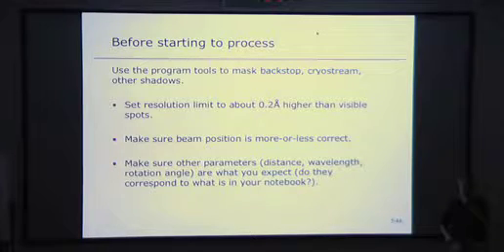Okay, then before you start to process, use the program tools to mask things like the backstop, the cryostream and other shadows. That's really because it's much, much easier to do in the integration programs than in the scaling programs. Now, Phil's put stuff into Scala and presumably also Aimless for masking out. Oh no, in Aimless he hasn't bothered. Okay. In Scala, there were tools for masking out duff regions of the detector.